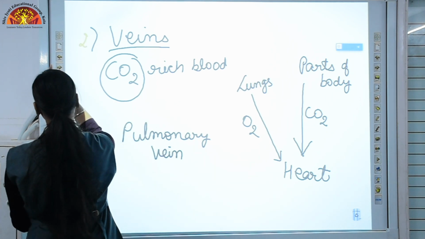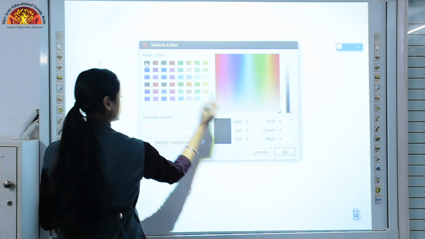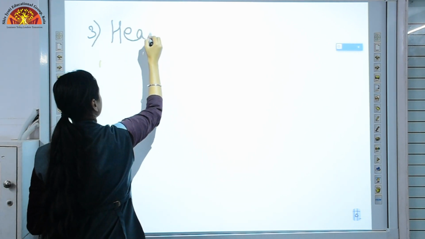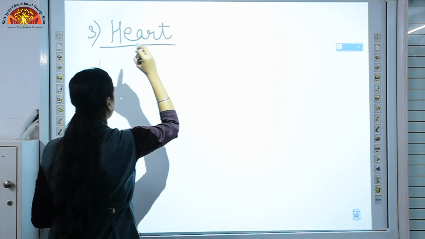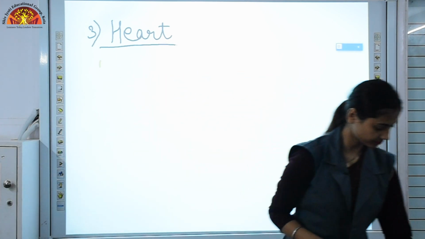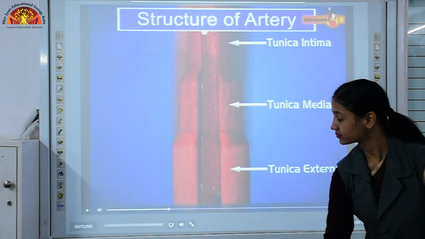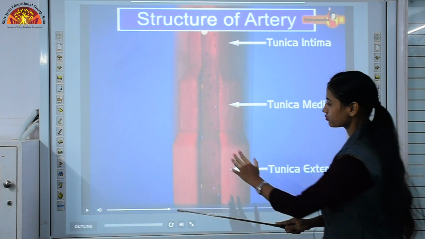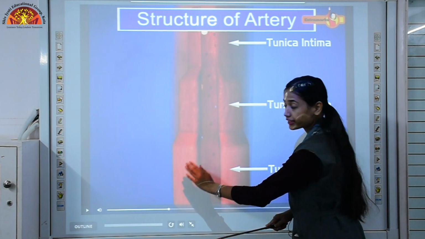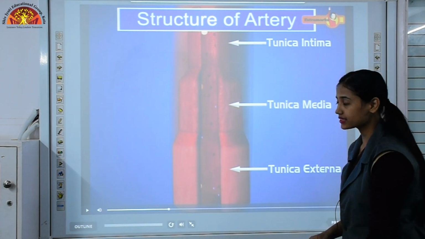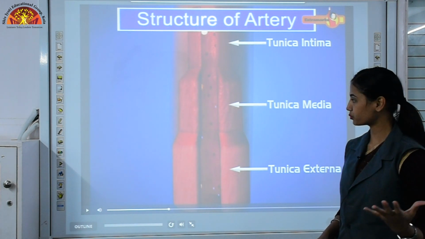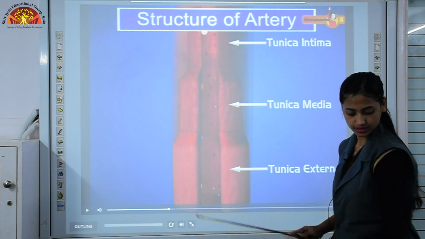Now the last component is the heart. Third component of circulatory system is heart. Before that, this is the structure of artery. You can see the wall of artery is thick. Why? Because it carries the rapid flow of blood, because it is transferring blood to the rest of the body. So the wall of this artery is thick.